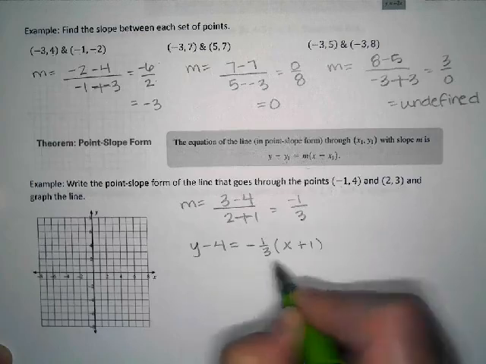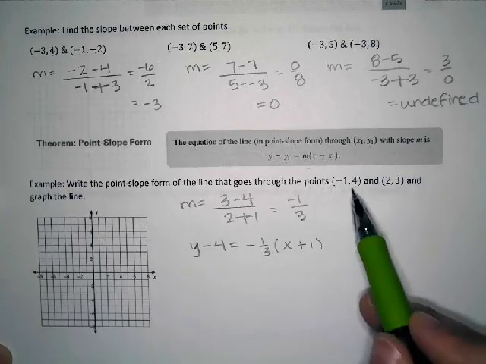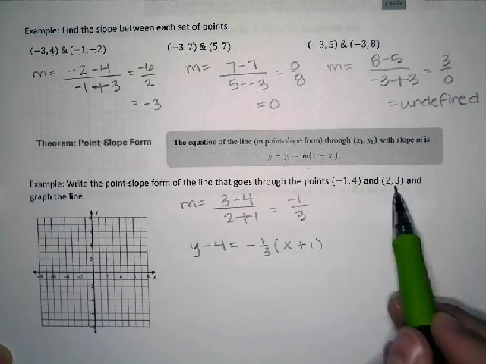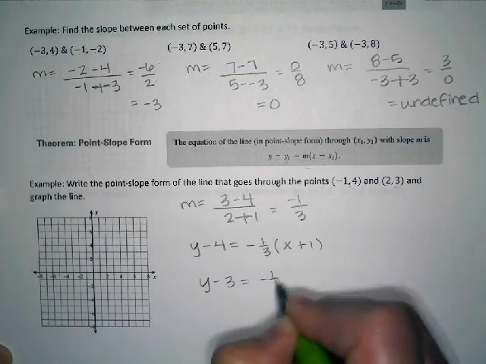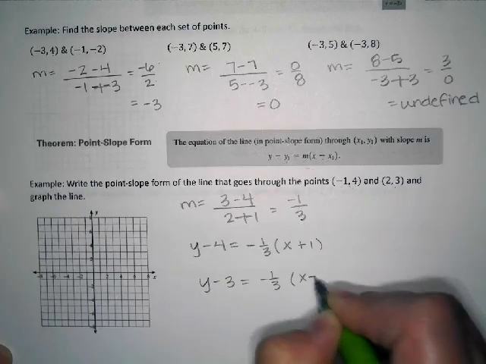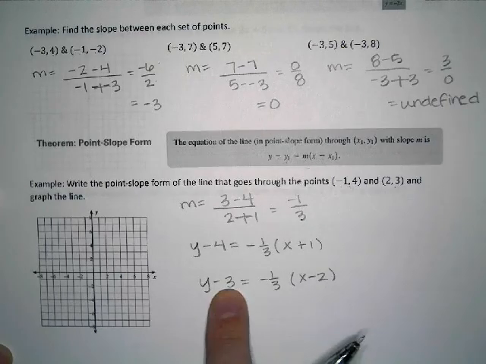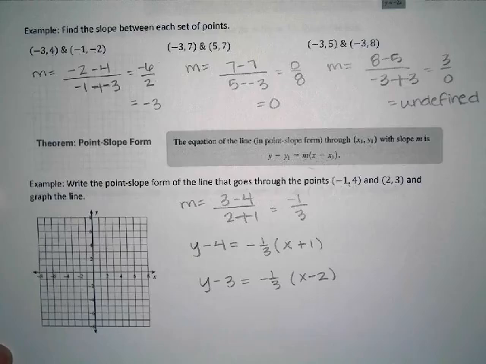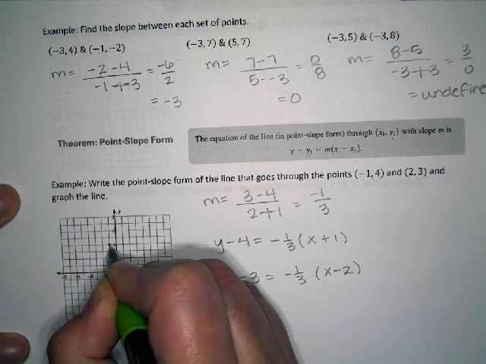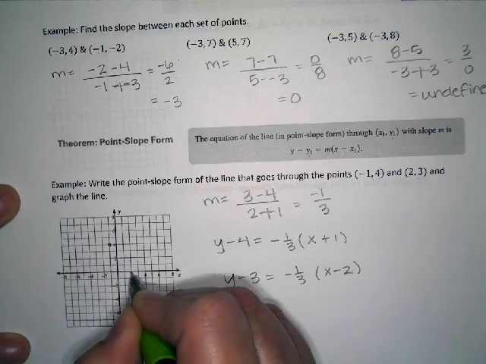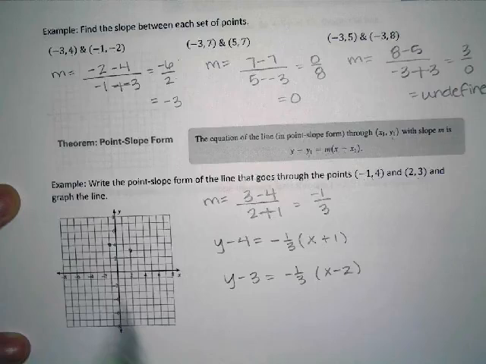So this is one answer that you could have, because you could use this point, or you could use the other point. Y minus 3 equals the slope times x minus 2. So you'll notice I did the opposite sign of each of the points. Okay, so we can graph those 2 points, negative 1, 4, positive 2, 3, and you can see that that slope did happen.